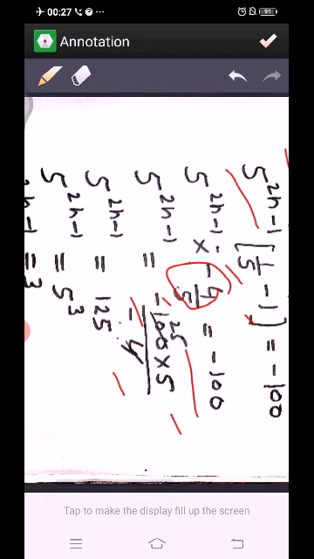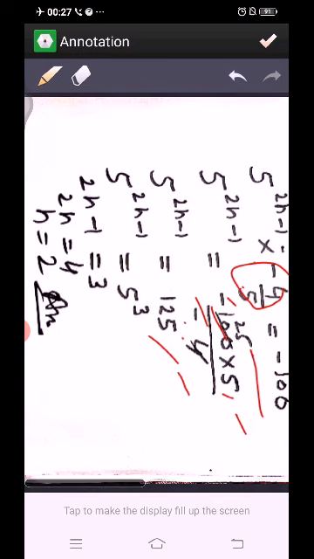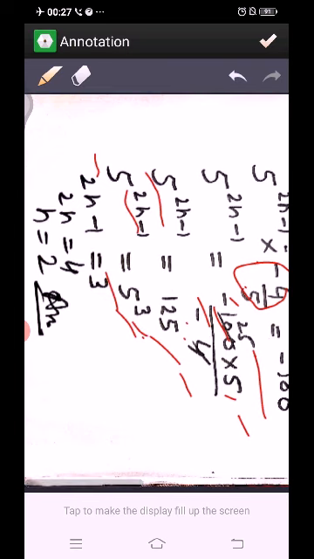Now 4 divides 100, that is 25. 25 fives are 125. Now 5 power 2n minus 1 is equal to 125. 125 can be written as 5 power 3. We again see the bases 5 and 5 are the same, so the powers will be equal. 2n minus 1 equal to 3. The 1 transposes to that side and will be added. 2n equal to 4, then n equal to 2. That will be our required answer.